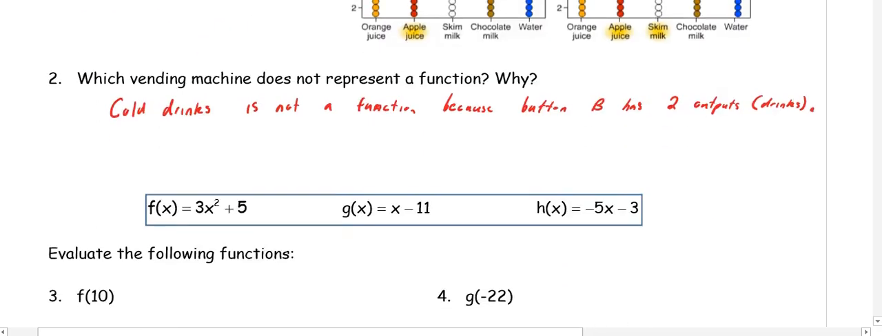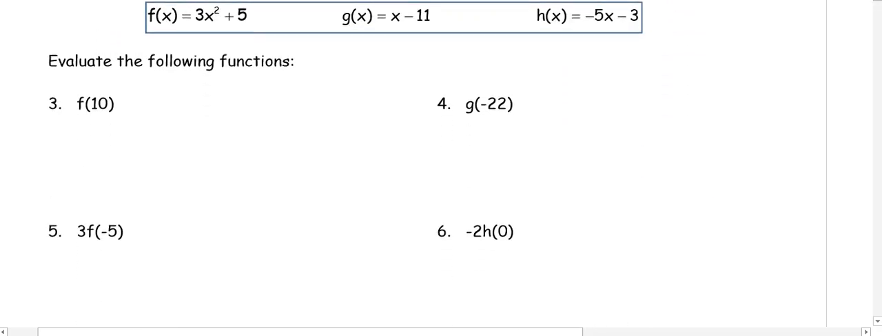So let's evaluate now using function notation. Up here in this box we have three different functions. We have f of x equals 3x squared plus 5, g of x equals x minus 11, and h of x equals negative 5x minus 3. What we're going to do is use the letter to tell us which function to use. If this is f of 10, we're going to take 10 and substitute that into the x in the f equation. The letter outside tells you which equation to use, and the number inside the parentheses tells you what to substitute in for x.